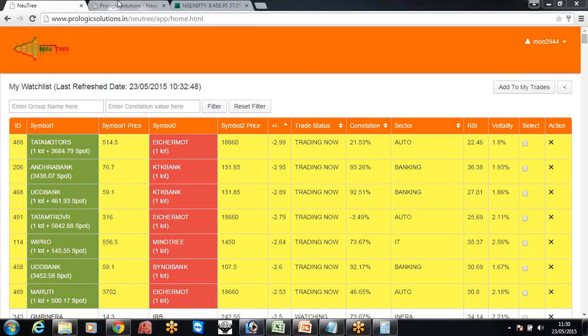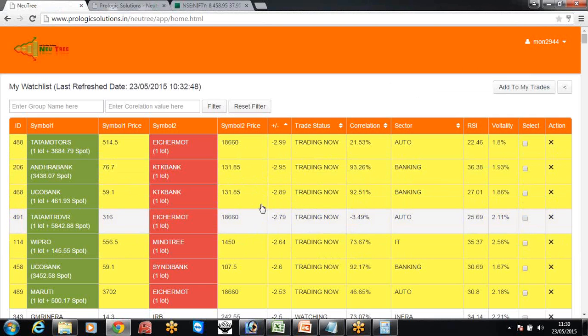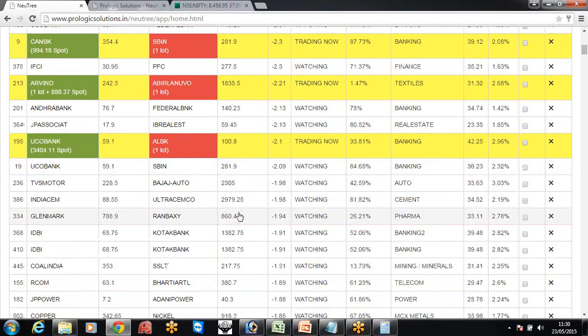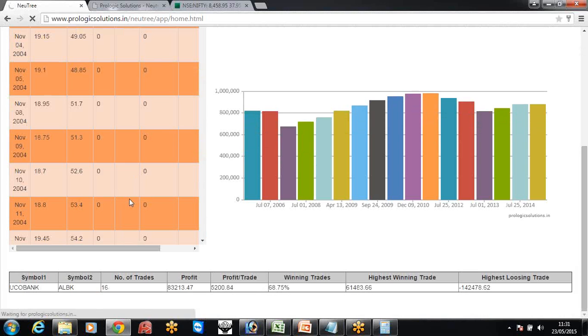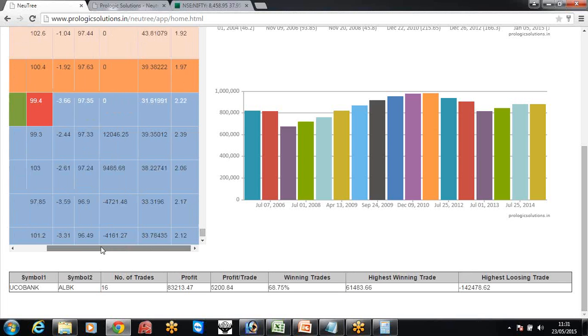Now, the reason why I showed that particular figure of 19,000 rupees, I think you would have understood this. I can show you at least 10 trades which have given you more than 19,000 rupees, and the current running trades also. Let me show you UCO Bank and Allahabad Bank. You're just paying us for one trade, and the rest of it you'll have for yourself. So UCO Bank and Allahabad Bank, you can see that we have this trade.